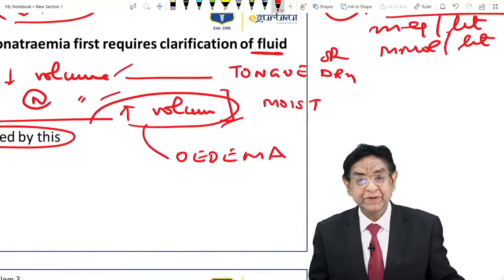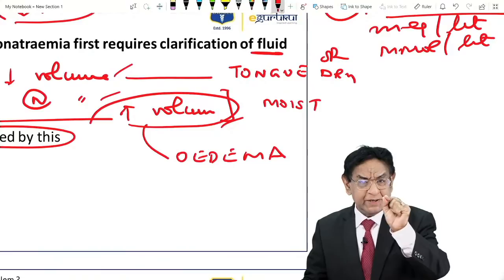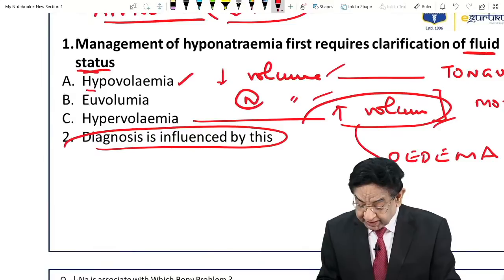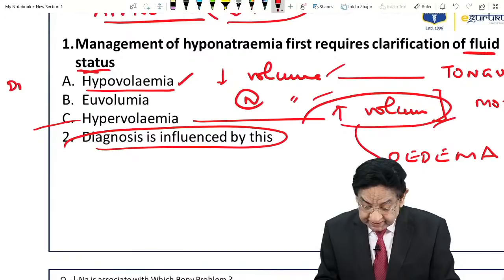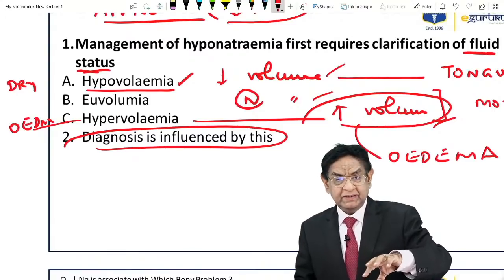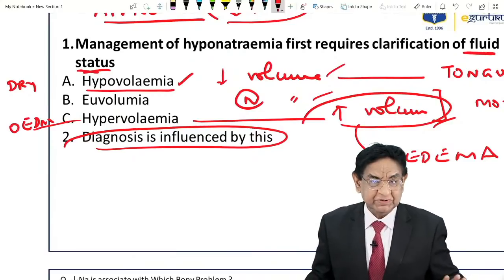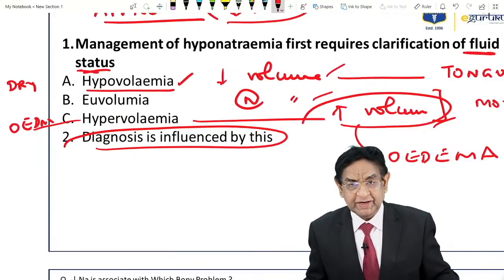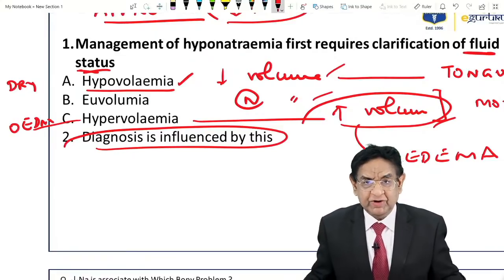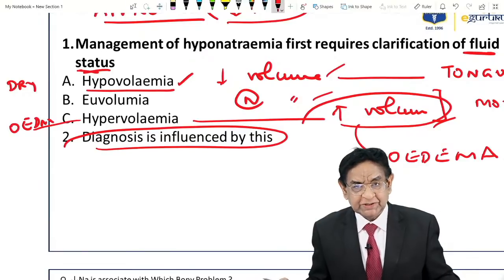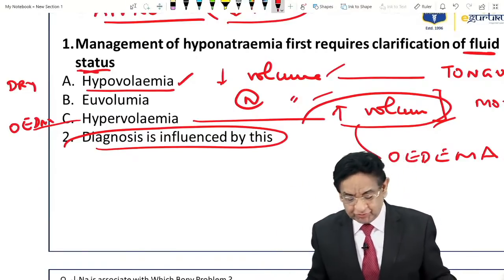Very simple. The golden line to remember is: dry tongue, edema. And no edema and tongue is moist, this is euvolemic. Very simple. To simplify it, look for the tongue: dry tongue, hypovolemia. Look for edema, it is hypervolemia. No, tongue is moist, no edema, you are dealing with euvolemia. This is the first thing.